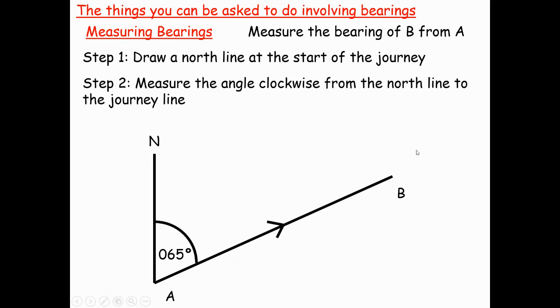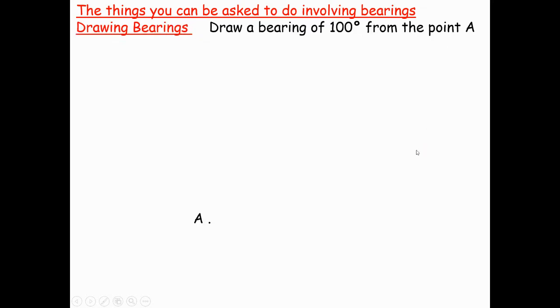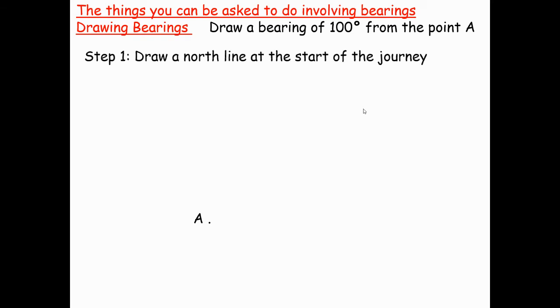Okay, so next one. You could be asked to draw bearings. So we could be asked to draw a bearing of 100 degrees from the point A. So same first step as before. Imagine you're standing on A and we want to know which direction north is. So we want to draw a north line from the start of the journey. And it's going north.